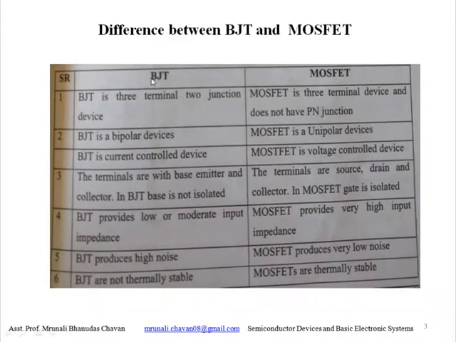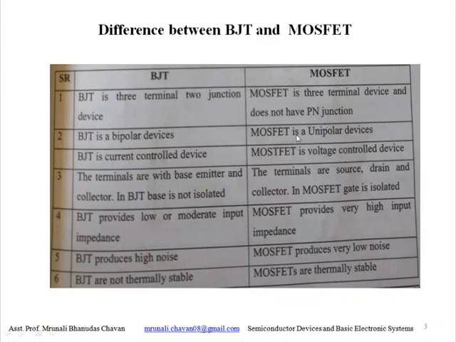We know that BJT is a bipolar junction transistor. We have studied BJT deeply. Then MOSFET is a metal oxide semiconductor field effect transistor. We will see the differing points one by one. BJT is a 3-terminal 2-junction device, while the MOSFET is a 3-terminal device and does not have a PN junction. BJT is a bipolar device while MOSFET is a unipolar device.